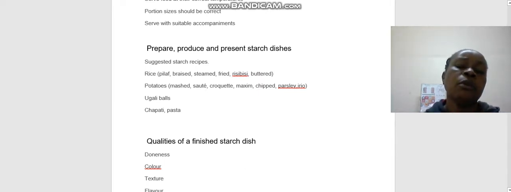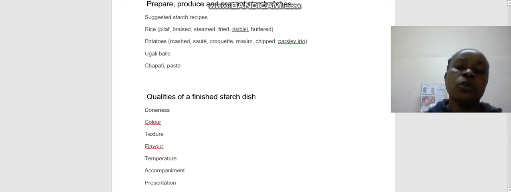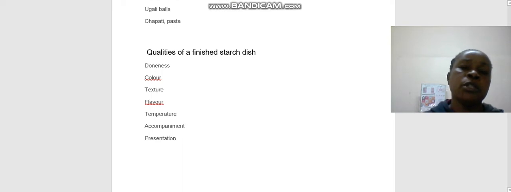What are the qualities of a starch dish? One, the point you are going to consider to know that a starch dish has been finished is the doneness. Is it well cooked? We remember when we talked about doneness, there are three stages of doneness: rare done, medium done, and well done. Depending on the type of starch, is it done well? The second point you are going to look at is the color of the starch dish. Is it appealing to the eye?